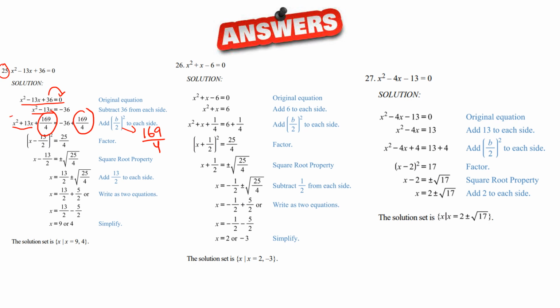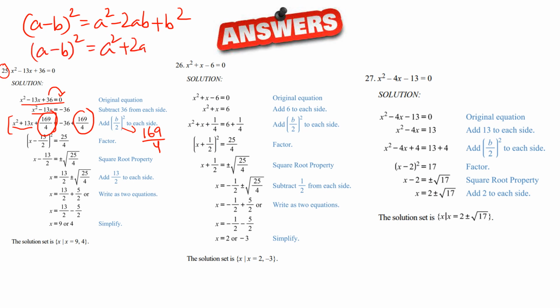So the left side becomes a perfect square. Which identity did we use? A minus b whole square equals a square minus 2ab plus b square. Sometimes we may also use a plus b whole square for the perfect square. So the change is only in the sign. So the left side becomes x minus 13 by 2 whole square, and the right side, after taking the LCM, is 25 by 4.